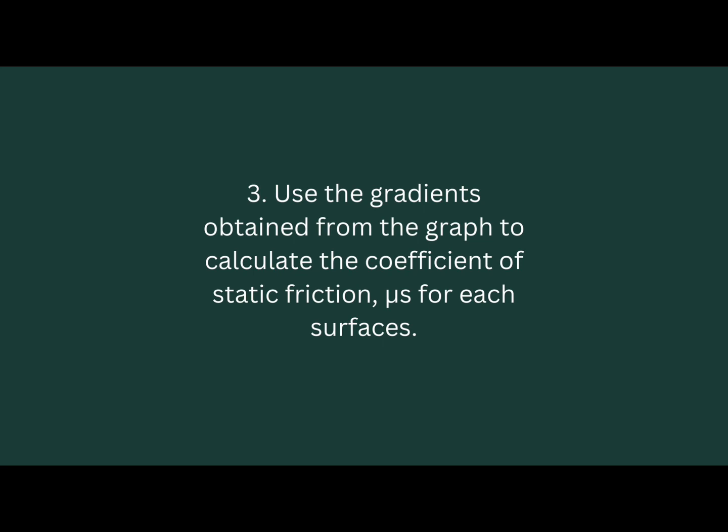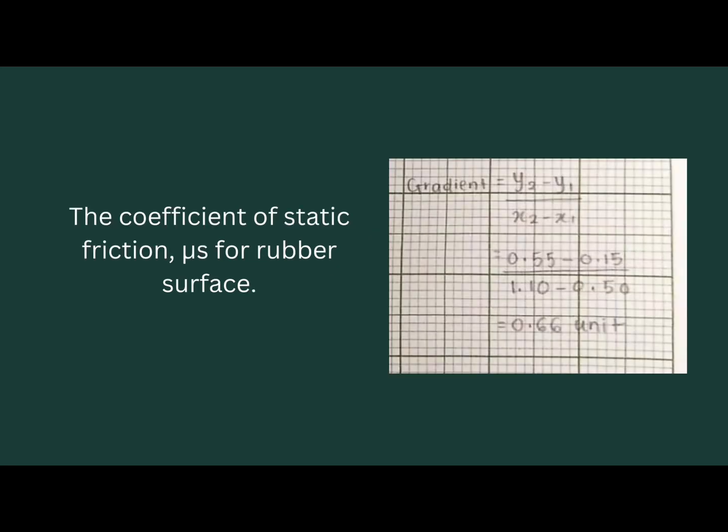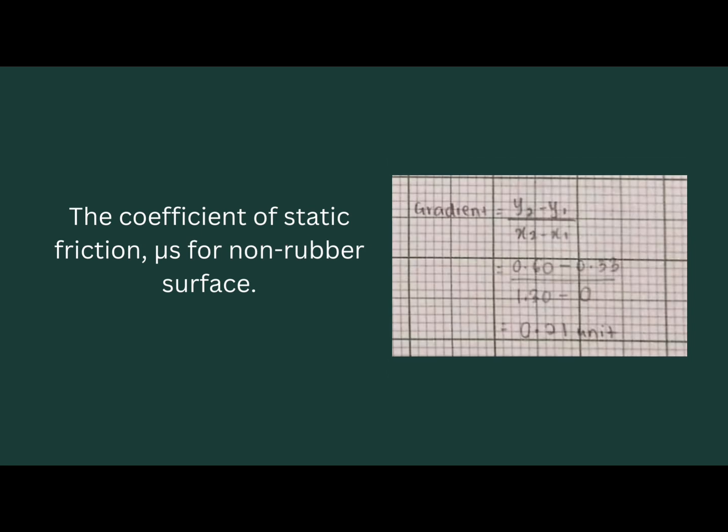For analysis 3, use the gradients obtained from the graph to calculate the coefficient of static friction for each surface. To find the coefficient of static friction for the rubber surface, we need to use the gradient, in which the formula is y2 minus y1 over x2 minus x1. Next, to find the coefficient of static friction for the non-rubber surface, we need to use the gradient, in which the formula is y2 minus y1 over x2 minus x1.